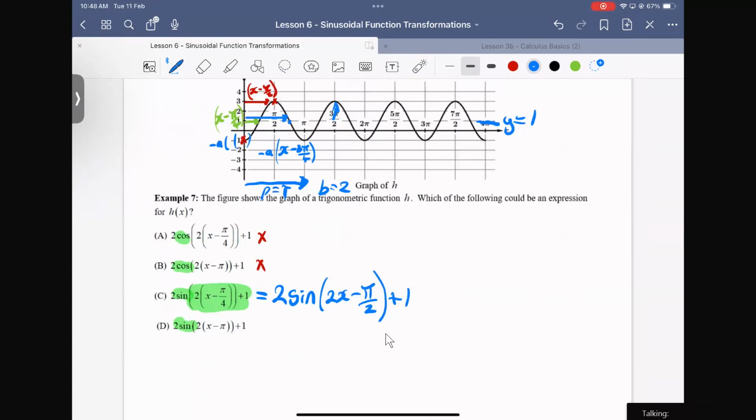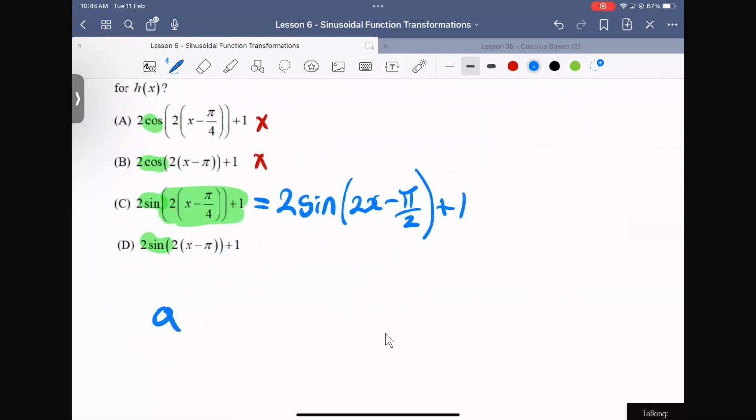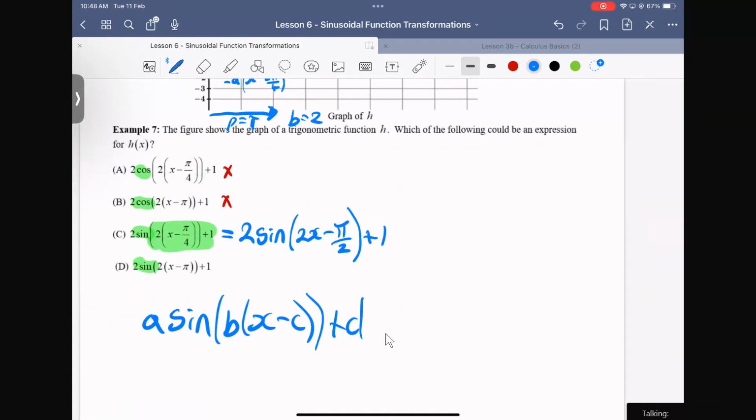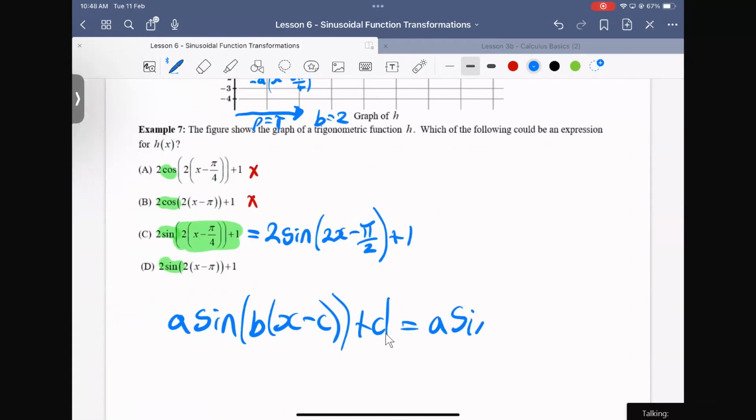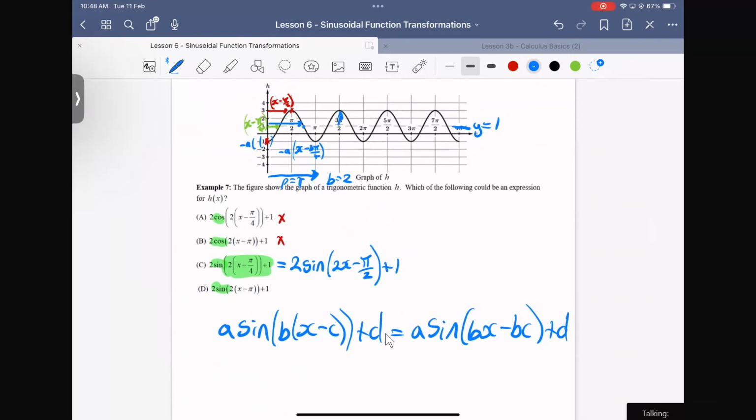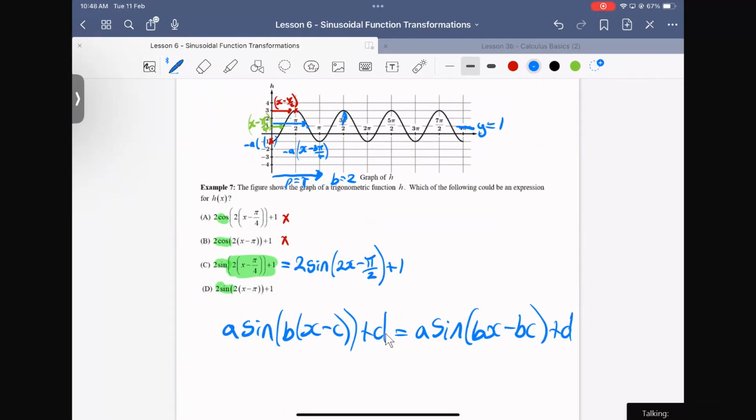So we are always looking at it to be of the form a sine b bracket x minus c close bracket plus d. Now that is equal to a sine bx minus bc plus d. So bc is pi over 2 when b is 2 and c is pi over 4. So take care when they're shown in this format, you won't see the phase shift as easily until you factor the inner bracket, factor out the b from that one.